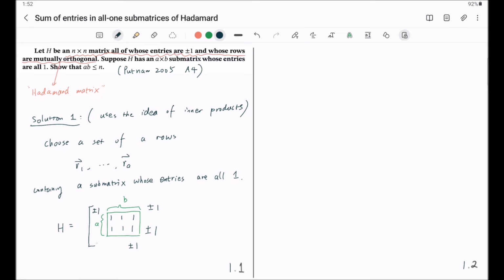So everything else is plus or minus 1. Now we look at those 2 rows, R1 and R2, which contain a submatrix whose entries are all 1, as indicated in the picture.